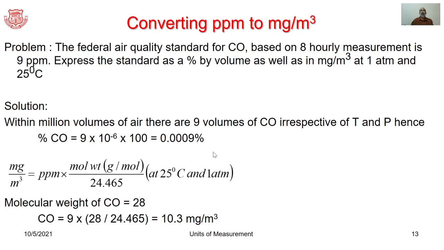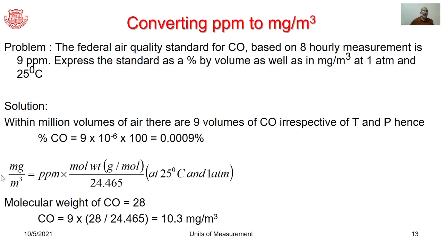Also, the ppm units can be converted into milligram per cubic meter. Based on the given data, the Federal Air Quality Standard for carbon monoxide based on 8-hourly measurement is 9 ppm. Express the standard as percentage by volume as well as in milligram per cubic meter at 1 atmosphere and 25 degrees centigrade. So within a million volumes of air, there are 9 volumes of carbon monoxide irrespective of temperature and pressure. Hence, percentage CO will be 9 into 10 raised to minus 6 into 100, which comes to be 0.0009.